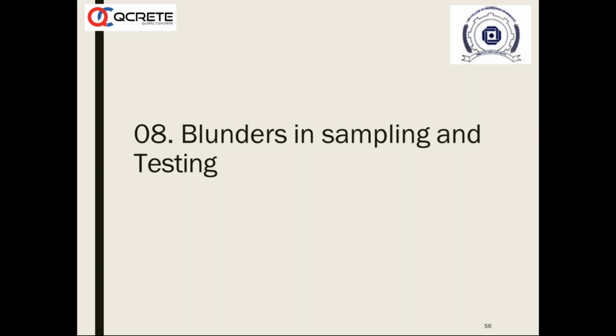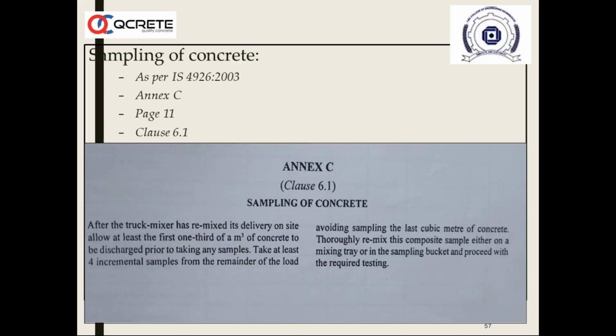The sampling: every product in civil engineering. When you become a civil engineer and go to site, each product has to be sampled. For example, if you are dealing with bricks, there is a way of sampling. If you are dealing with tiles, there is a way of sampling. If you are taking aggregates, there is a way of sampling. Similarly, there is a defined procedure for sampling of concrete. We need to follow this procedure religiously. This is defined in IS 4926.